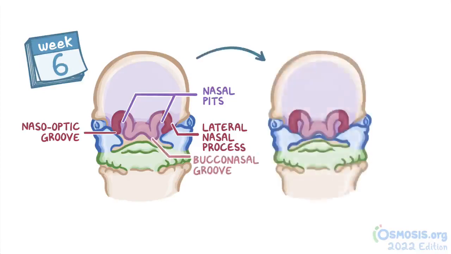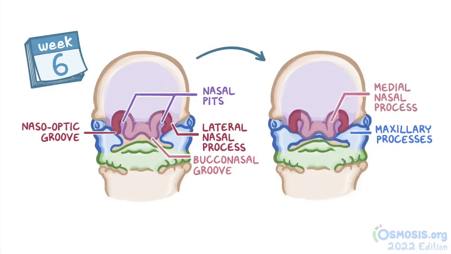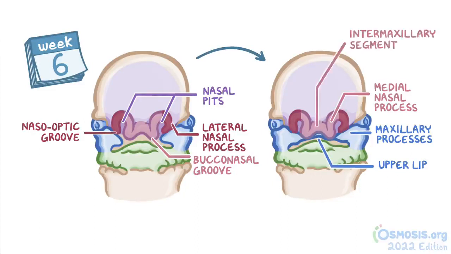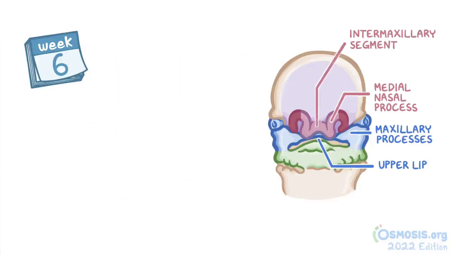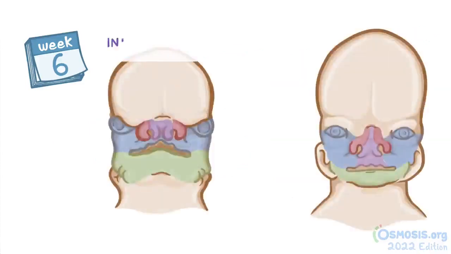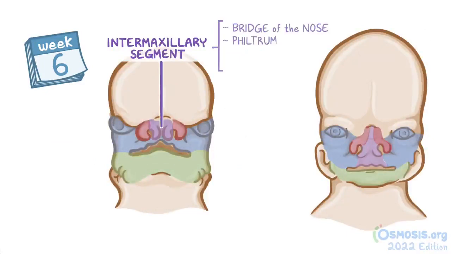By the end of week 6, the maxillary processes fuse with the medial nasal processes on each side, forming the upper lip. Around the same time, the 2 medial nasal processes come together, forming the intermaxillary segment. Then, the intermaxillary segment develops into the bridge of the nose, the philtrum or center of the upper lip, middle part of the maxillary bone and the 4 upper incisor teeth, and the primary palate.